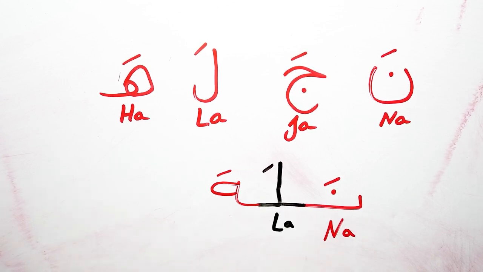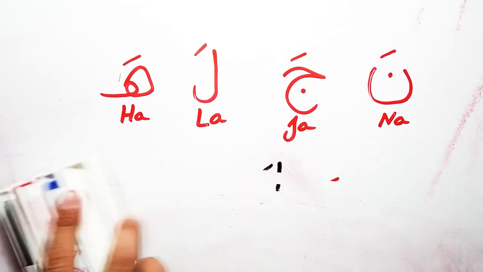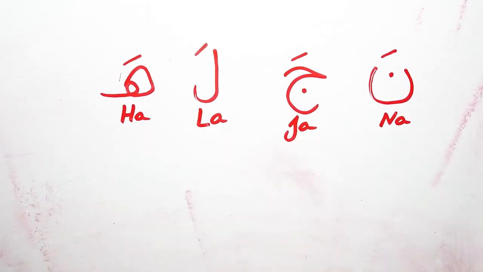Ne, le, ha. Okay, ne, le, ha. I'm not writing now English from right to left. I'm writing them normally. Ne, le, ha, ne, le, ha. Okay, let's write another word.